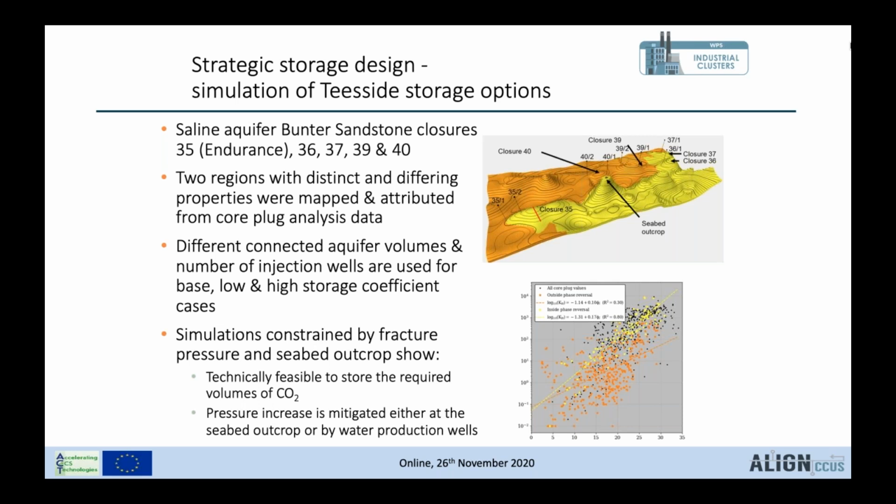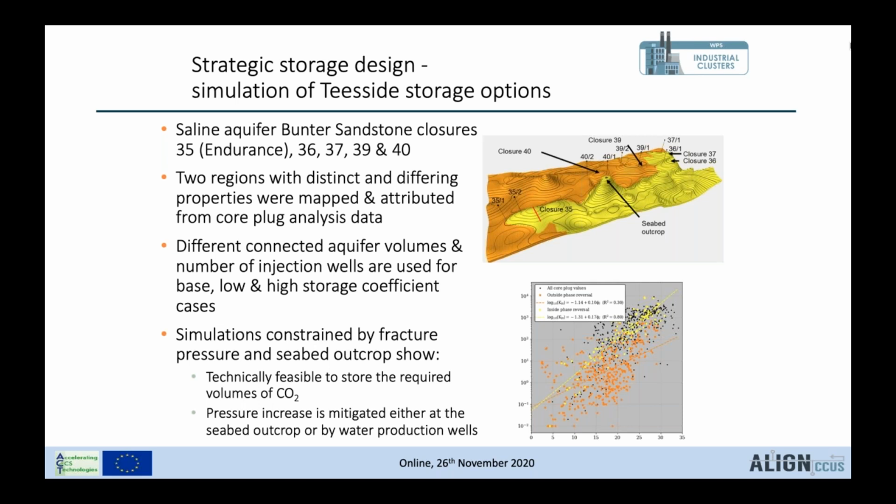Here is our model at the top, our geological model of the central part of the Bunter Sandstone saline aquifer Unit 4. The storage sites modelled are the Endurance structure and closures 36, 37, 39 and 40 in the Bunter Sandstone, and also the seabed outcrop as labelled. The orange and yellow coloured areas are regions of the sandstone with distinct and different properties. The differing regions were attributed from core plug analysis data, including from 23 southern North Sea wells.